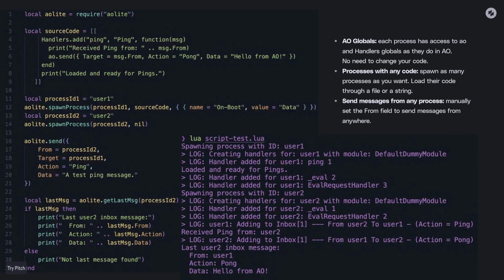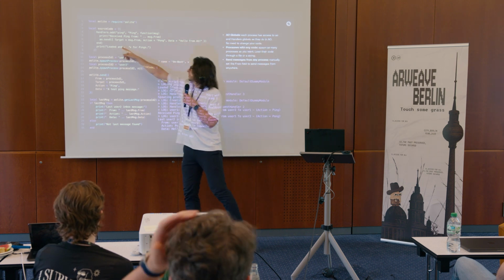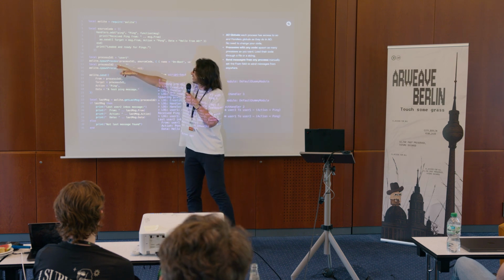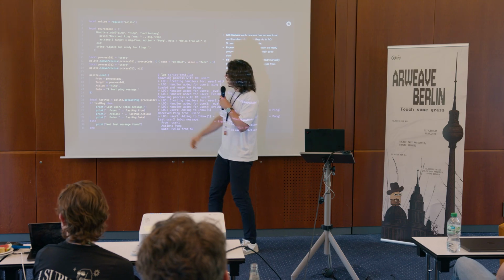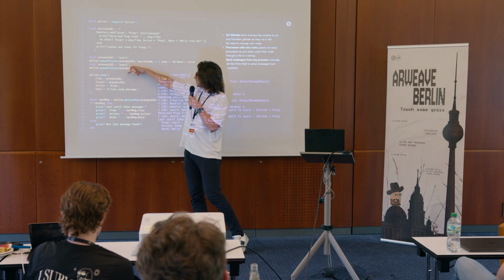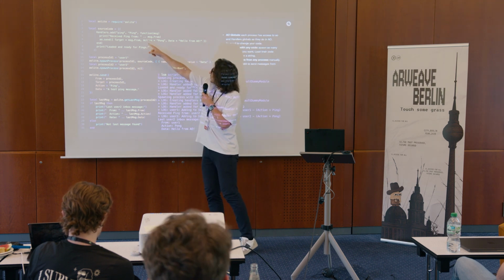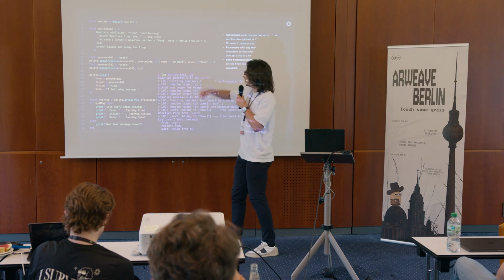So let's say you have this simple process you want to run. In the process, of course, you have an AO.send and you have this handler. You will use AO Lite to spawn it with on boot and with the data, which is the code you want. And you will spawn maybe another process with the same code, because here you are doing ping pong. Then you can simulate that process 2 is sending a ping message to process 1. And since it reacts to the ping, then process 1 will reply to process 2.